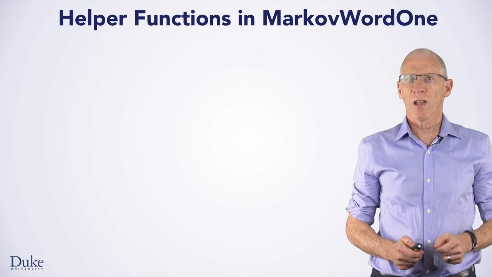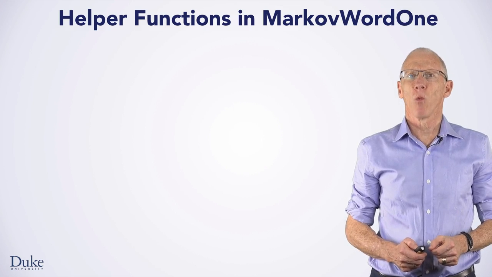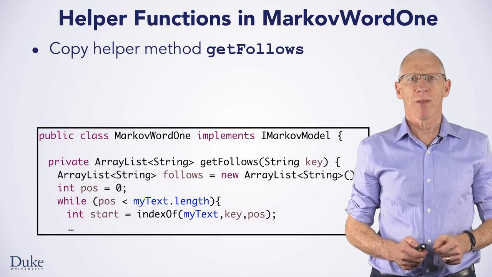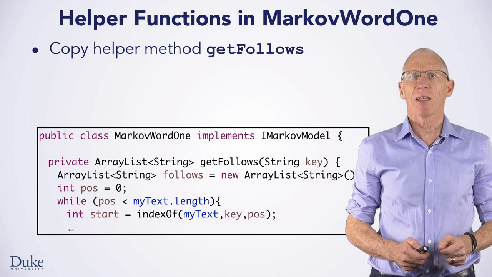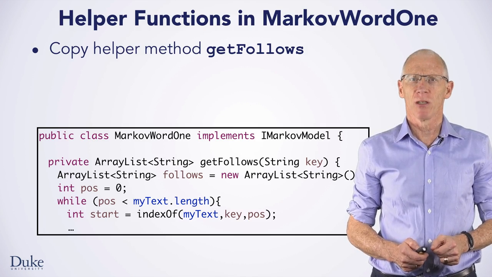Hi. We'll develop and test the code for Markov word 1. We'll copy the helper method getFollows from Markov 1. We generally don't like to copy code, but you haven't learned yet the right way to abstract this out to avoid duplication. You'll learn a better way than copying the code soon.